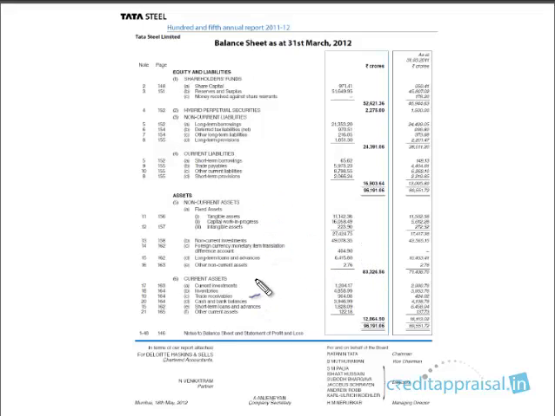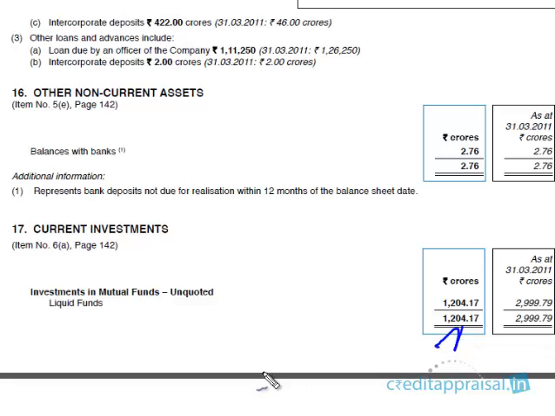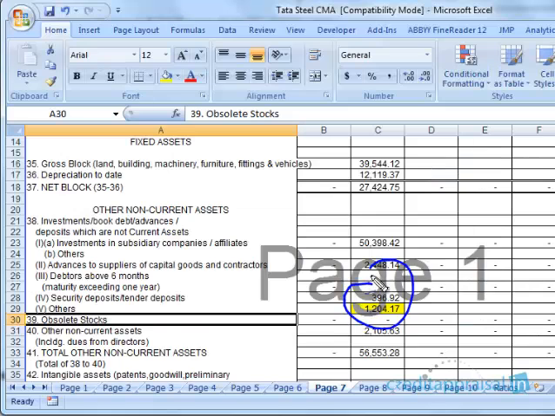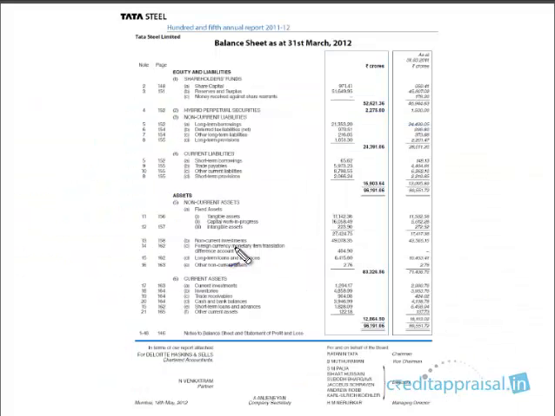So the next item is the current assets. Okay, starting with current investments 1204. So let us see what this 1204 is. So 1204 is the investment in mutual funds. These are unquoted. Investment in mutual funds you can usually put in current assets, but here it is specifically mentioned unquoted. So let us put it under non-current assets, 1204. So this 1204 I am putting under others. It's a non-current asset, right? Because this is an unquoted investment in mutual funds.